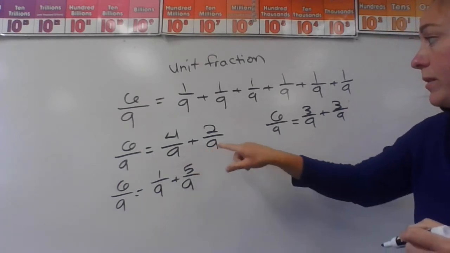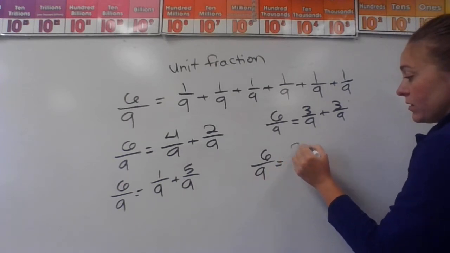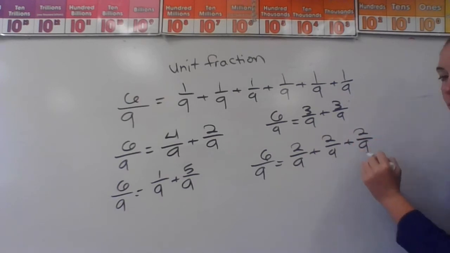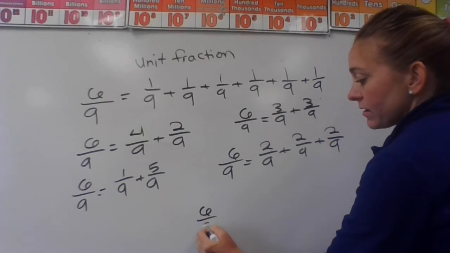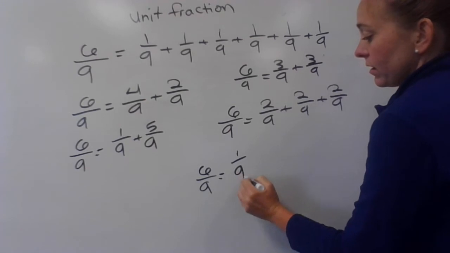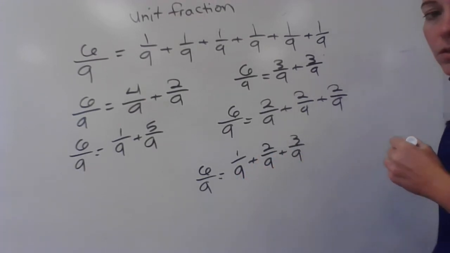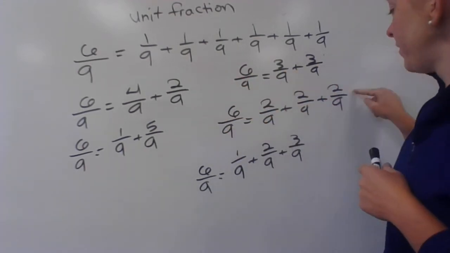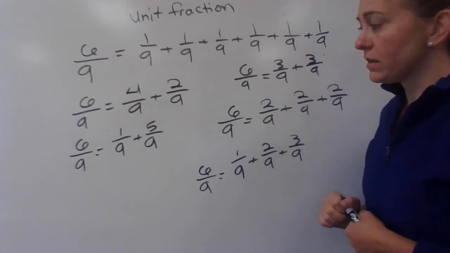And it doesn't just have to be 2. We had 6 up here. We could do 6/9 equals 2/9 plus 2/9 plus 2/9. We'll do one more. Or we could say 6/9, can you see that all right? Equals 1/9 plus 2/9 plus 3/9. So there's still more ways, and I haven't covered all of them, but we just came up with 1, 2, 3, 4, 5, 6 ways to break up, to decompose 6/9.